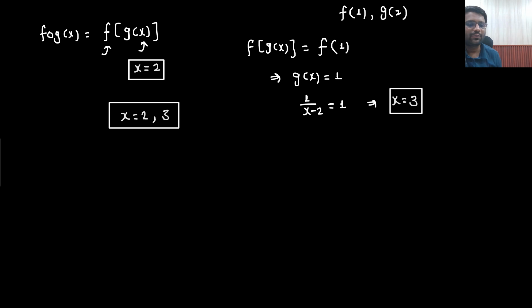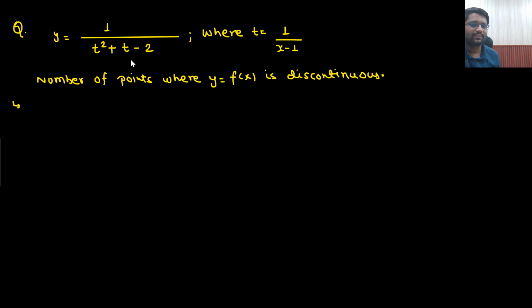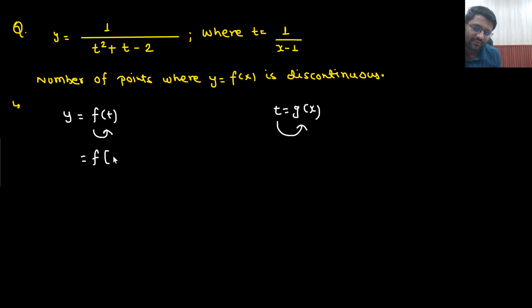We will solve more examples. It will be more clear to you. Let's try solving this one. You need to find out the number of points where y equals fx is discontinuous. First, let me know, is y a function of t? Here what I can see is that y is a function of t. How are they saying y is a function of x? Because t is a function of x, no? T is a function of x and y is a function of t. What does that mean? Y is eventually a function of x.